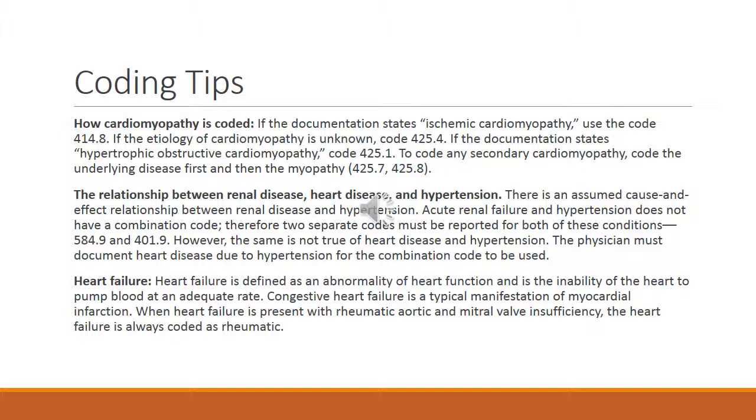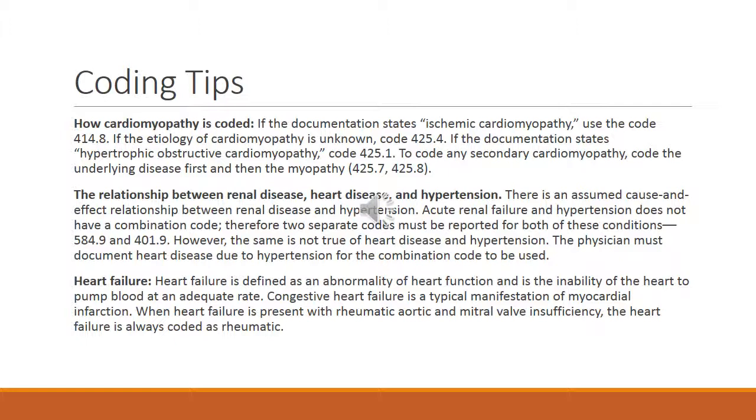Okay, next we'll discuss the coding tips for this chapter. Now, how cardiomyopathy is coded. If the documentation states ischemic cardiomyopathy, use the code 414.8. If the etiology of cardiomyopathy is unknown, code 425.4. If the documentation states hypertrophic obstructive cardiomyopathy, code 425.1. To code any secondary cardiomyopathy, code the underlying disease first and then the myopathy.